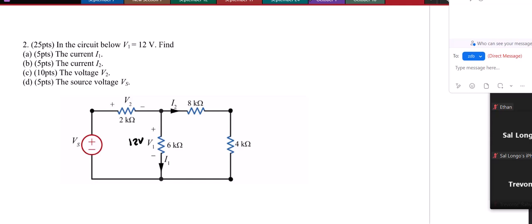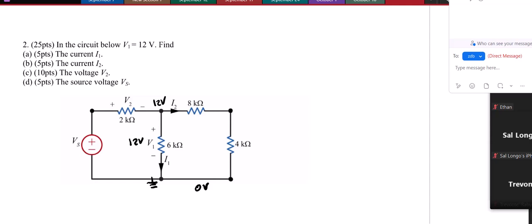If I wanted to assign a ground voltage at the bottom here, make that 0 volts, then I would say the voltage right here would be 12 volts. So I could do that if I wanted to. So my first part, part A, is to find the current I1.